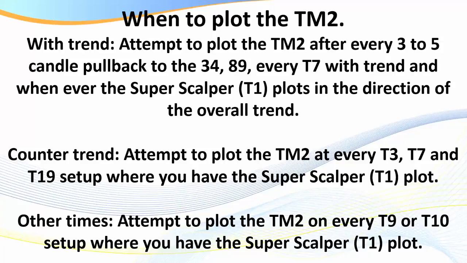So when to plot the TradeMaster 2, let's get into this. Let me just pull up my yellow highlighter, and hopefully you can see this. Okay, with trend, attempt to plot the TM after every 3 to 5 candle pullback to the 34.89 and T7. Because we are waiting for the T1, the white paint bar, you'll see in a moment if you're new to this video or new to my strategies.